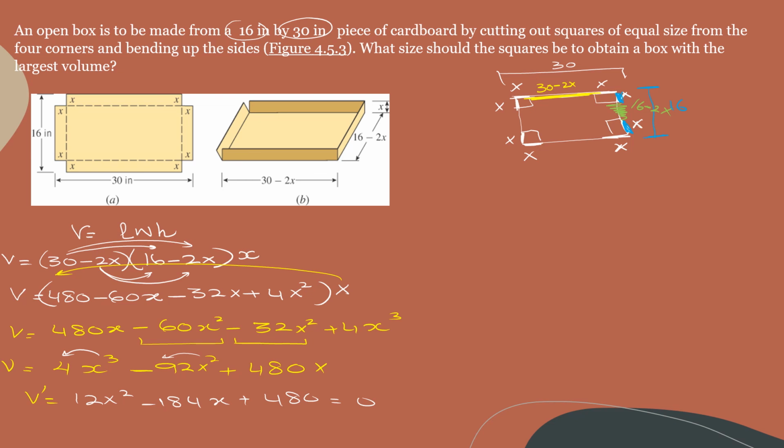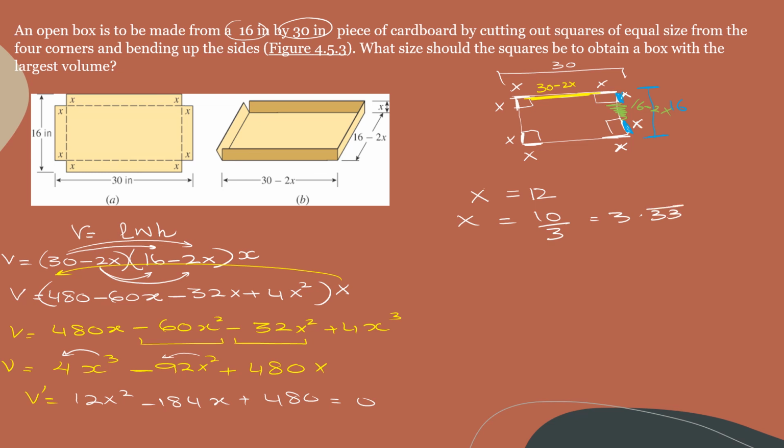So we will have the x value equal to 12, and the other x value is 10 over 3. Okay, so 10 over 3 means it is about 3.33. Anyway, we have two solutions.